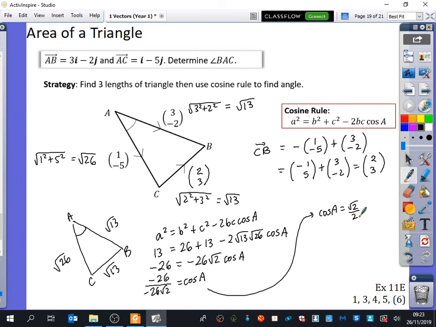And what function do I need to use to find out that angle? Cos minus 1. Yeah, cos minus 1 or cos inverse. So A is equal to the inverse cos of root 2 over 2. Does anybody know the inverse cos of root 2 over 2 from your exact values that you should have learnt for GCSE? Good, 45. So A is 45 degrees.